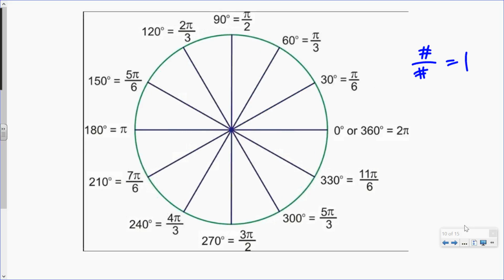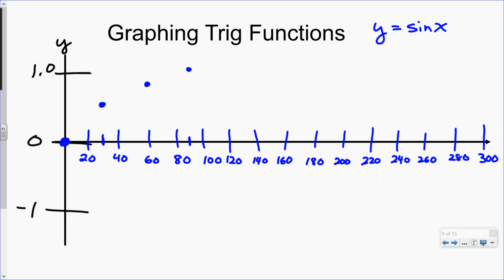0.866. Notice how it's becoming cyclical. We've seen that value already. So the sine of 120 right here is going to be 0.866 again. You can start seeing the curve forming now. Sine of 150 is 0.5. 180 is going to be 0, I think. You see that? You can see the cycle.